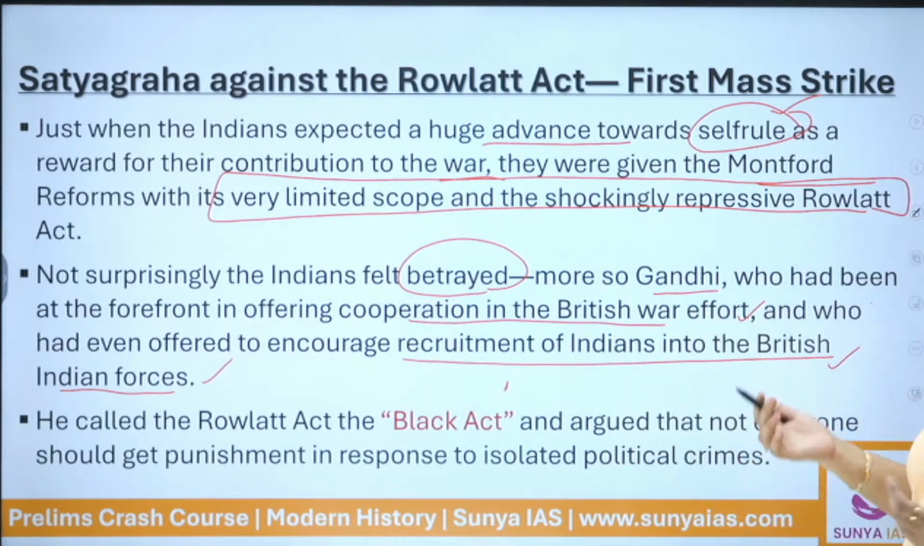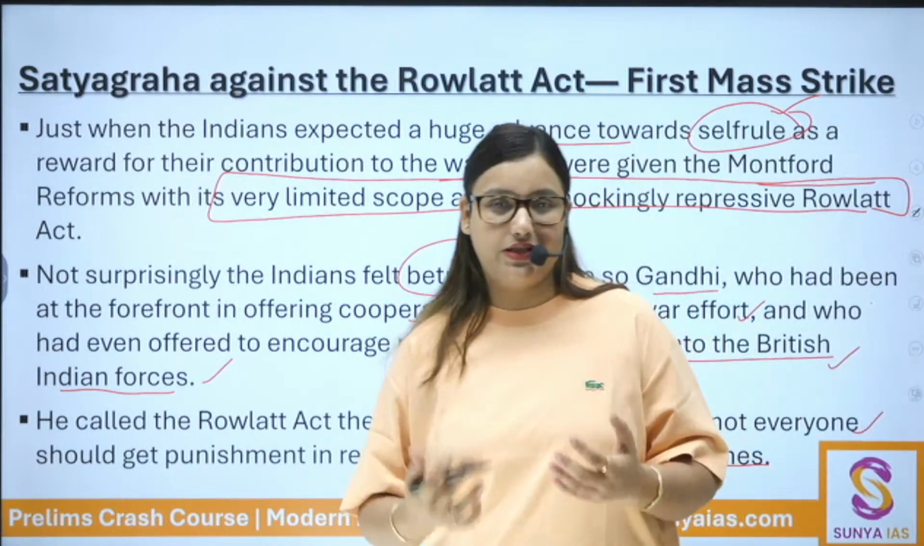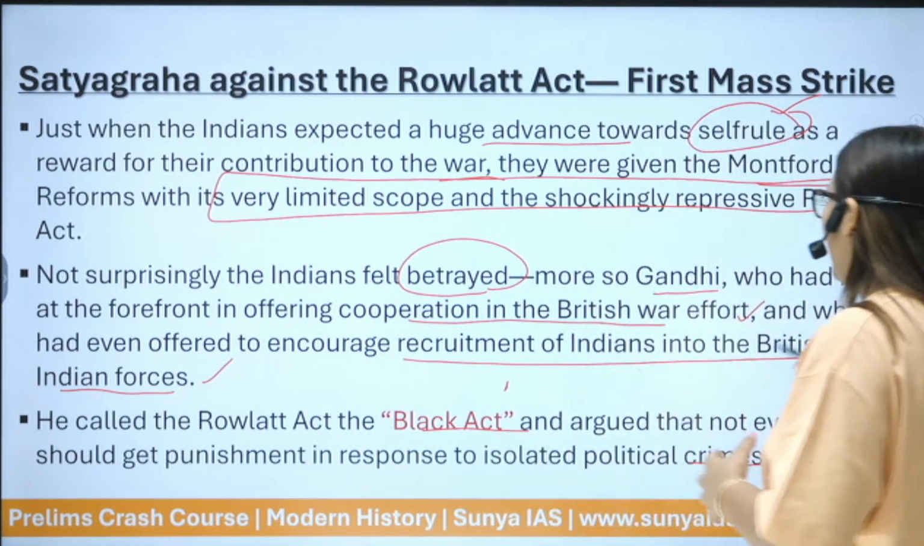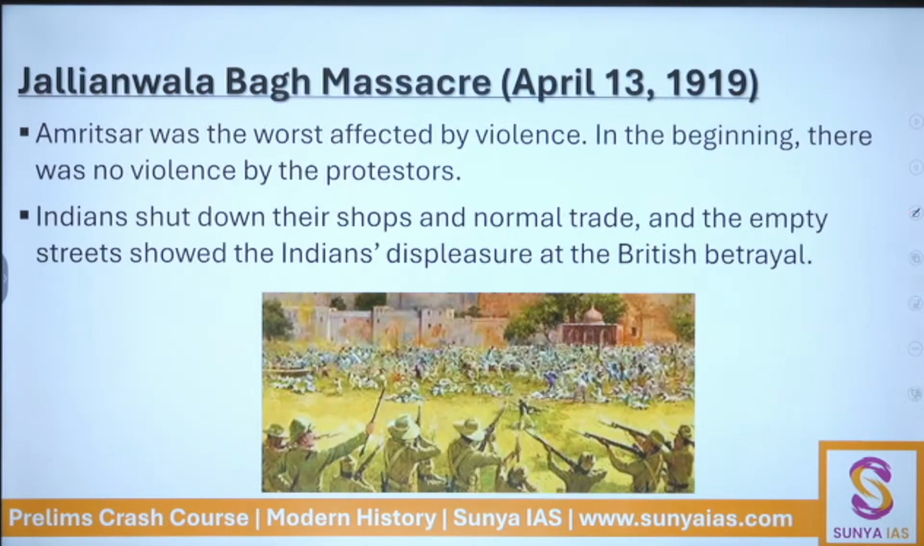So he called the Rowlatt Act a black act and argued that not everyone should get punishment in response to isolated political crimes. In case political crimes were there, there needs to be a proper investigation when the government wants to suppress or imprison or punish anyone.